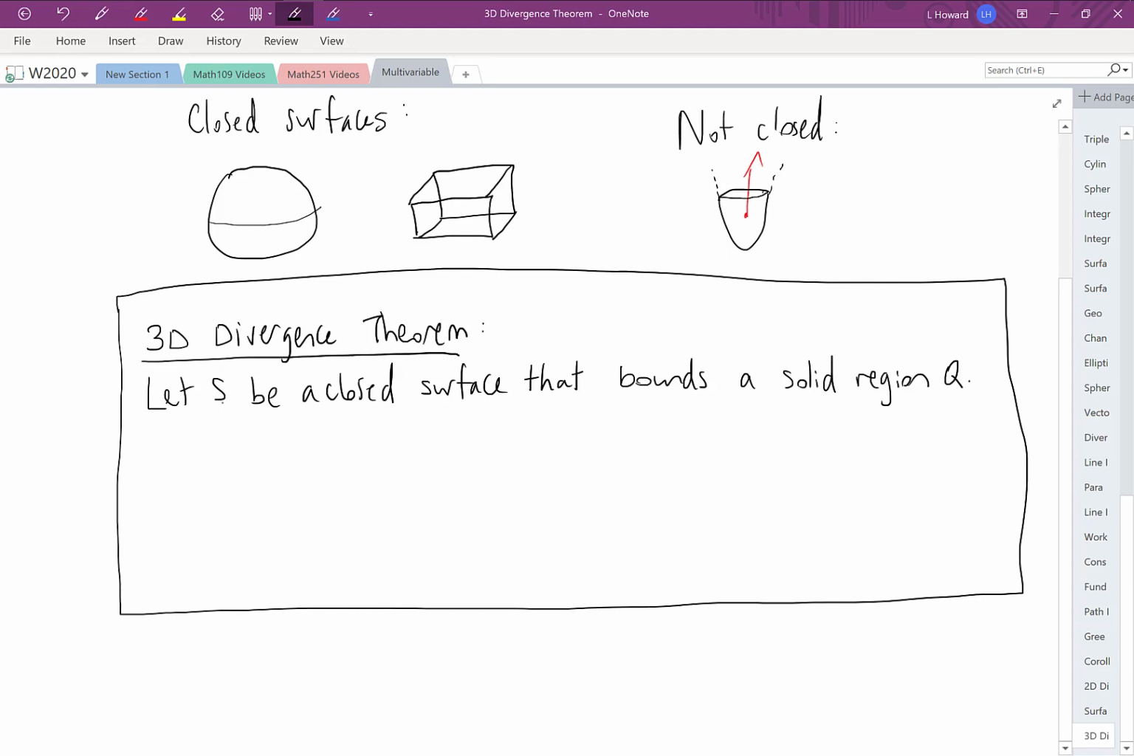The setup is that we have a closed surface, S, that bounds a solid region, Q. And here's the statement of our 3D divergence theorem. So we're going to be looking at the flux of the vector field F across our surface S. To indicate that that's a closed surface, you'll sometimes see a circle on the double integral like that. We'll talk more about that in a moment. And the divergence theorem says that to compute this flux, what you can do is do a triple integral over the solid region Q. What you'd be integrating is the divergence of F.